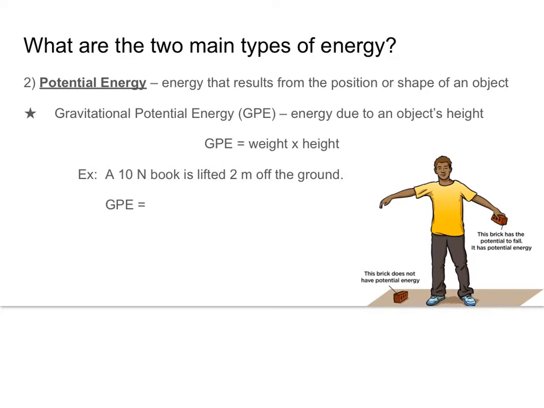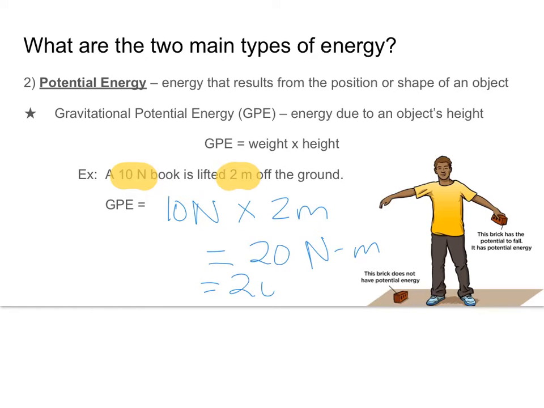Let's do an example. A 10-newton book is lifted 2 meters off the ground. We need to know the weight. We've got 10 newtons, and we need to know the height. That's 2 meters. Let's fill in our information. Weight times height, 10 newtons times 2 meters equals 20 newton meters, which we know is the same as 20 joules. So our answer, the gravitational potential energy, is 20 joules.